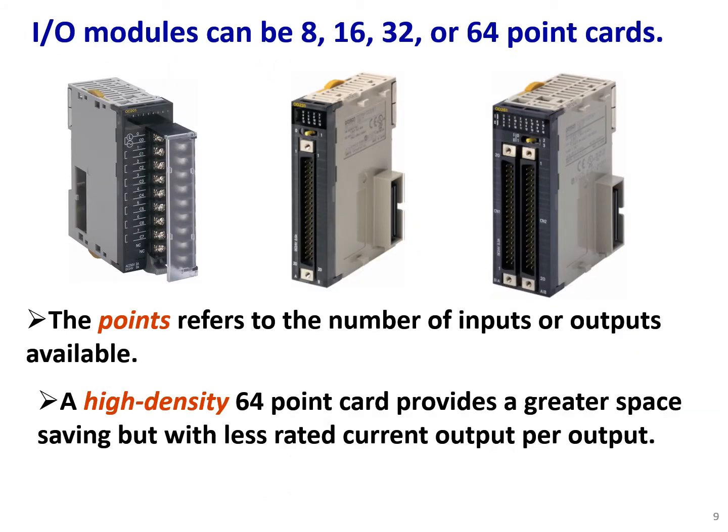The I/O module can be 8, 16, 32, or 64-point cards. The points refer to the number of inputs and outputs available. A high-density 64-point card provides greater space saving, but with less rated current output per output.